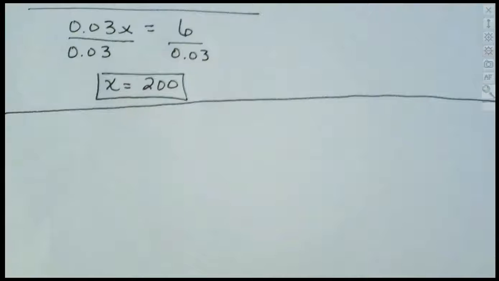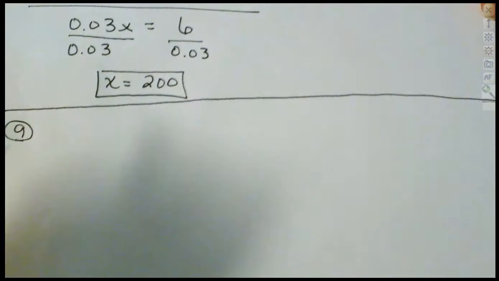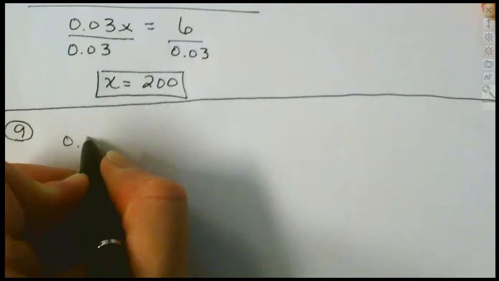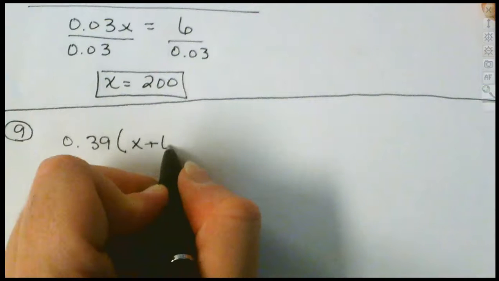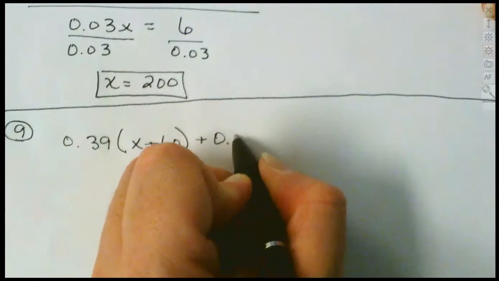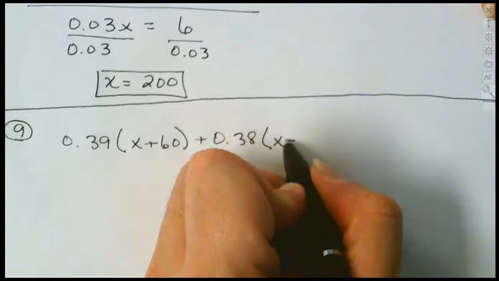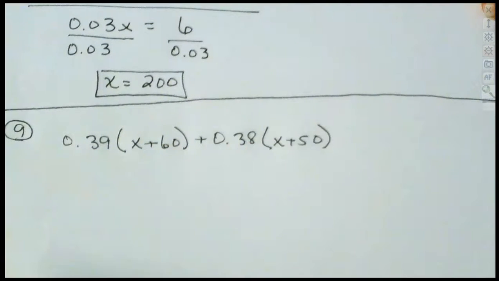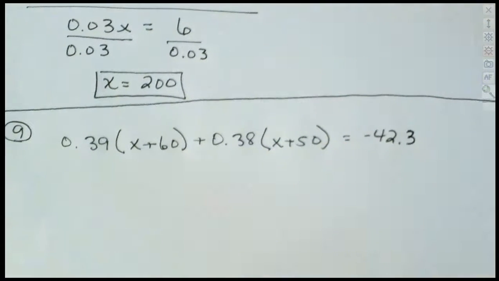And we also added 9 to the list. And that is 0.39 times x plus 60, plus 0.38 times x plus 50. And that equals a minus 42.3.